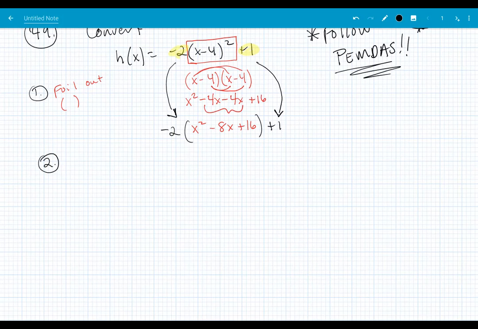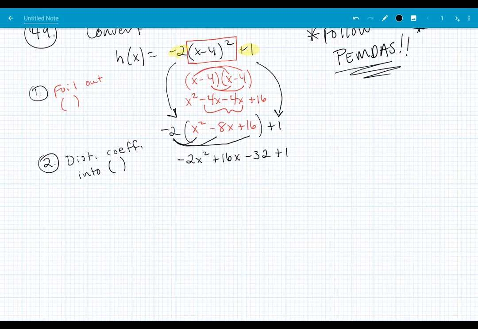Second thing I want to do is we are going to distribute our coefficient into those parentheses. So negative 2 times x squared is negative 2x squared. Negative 2 times negative 8x, positive 16x. Negative 2 times positive 16, that's a negative 32. And then that plus 1 comes down because it's not included in the parentheses, so we don't multiply it.